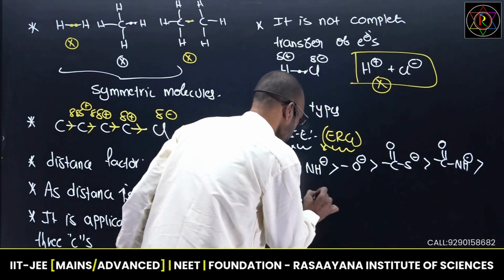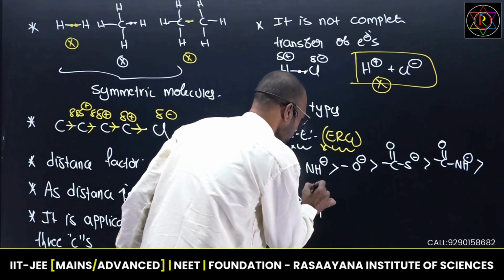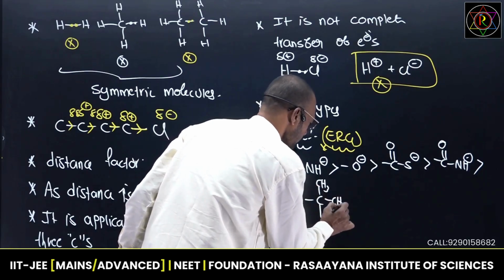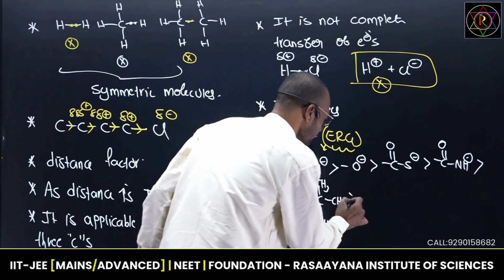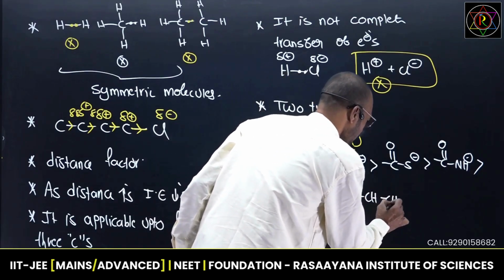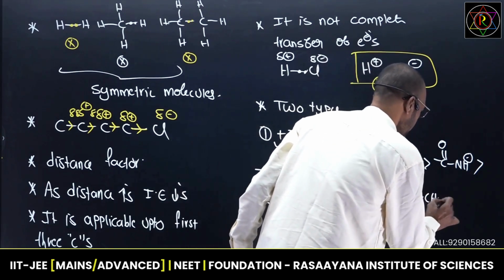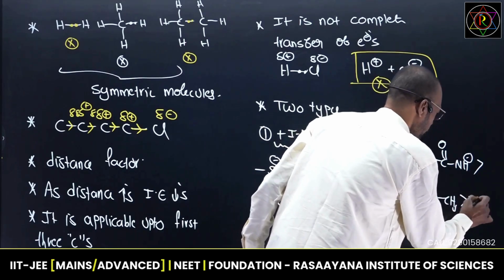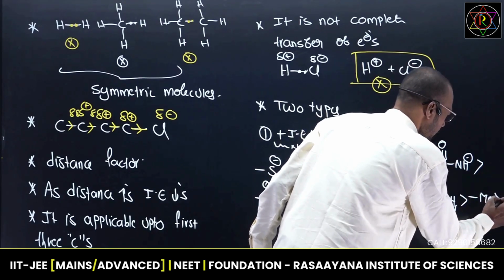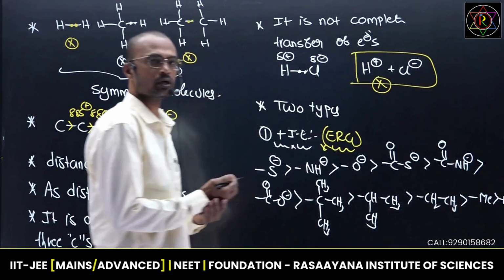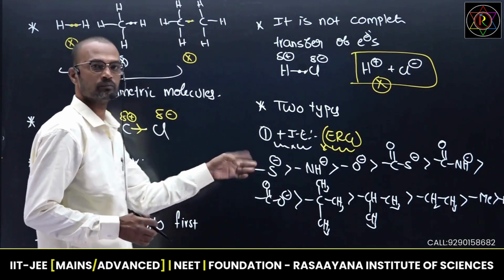Then followed by tertiary butyl. So 3 methyl groups are present here around this carbon. This is tertiary butyl. Then secondary isopropyl, then followed by ethyl. Then go for methyl, and at last it will be hydrogen. So these are the order of electron density donating groups.